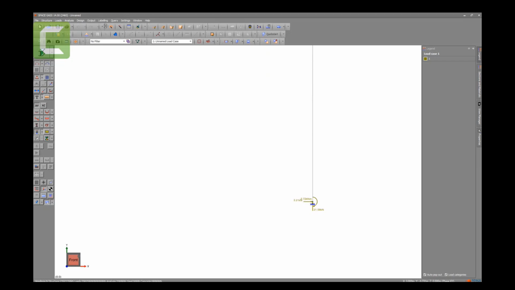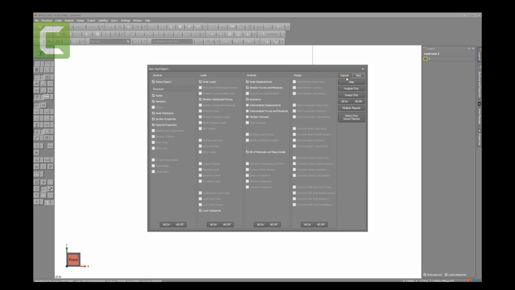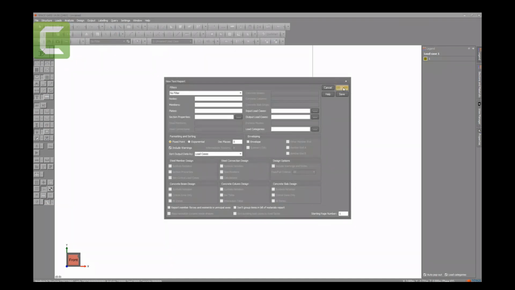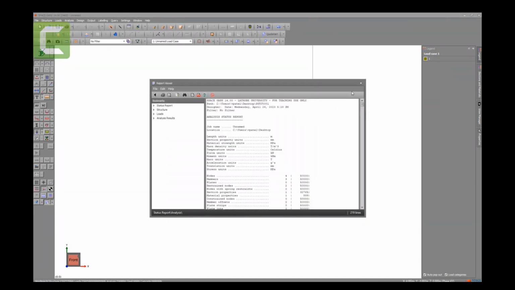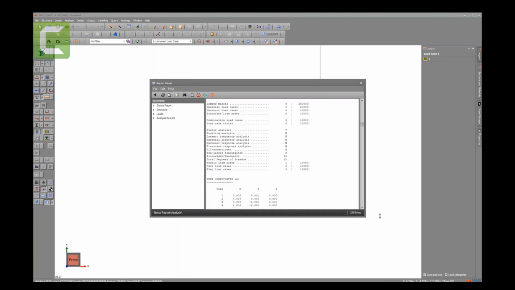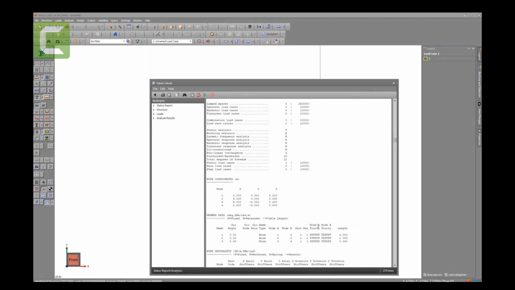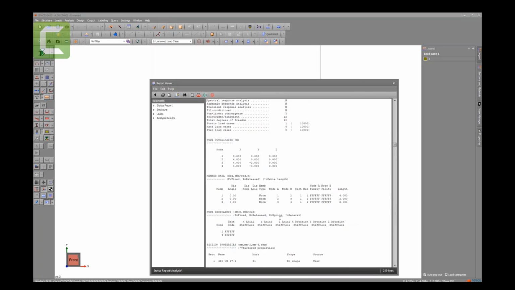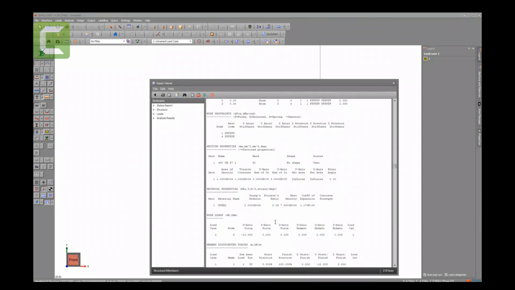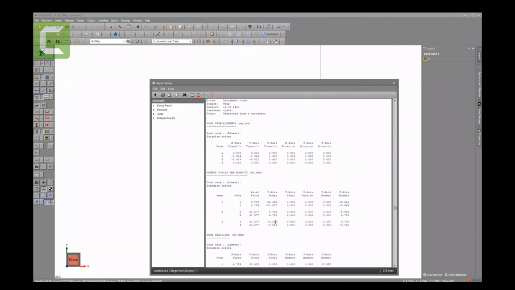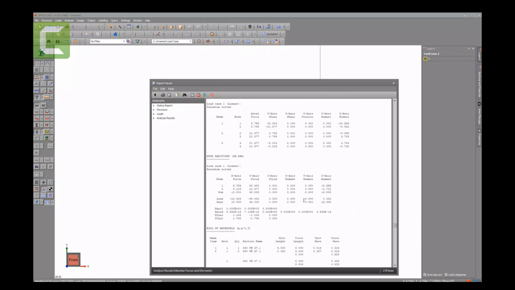We need to get from the report. If you can't read it here, you can get the text report and hit next and OK. I think it will generate the text report, and from this report, node restraint and node displacement and reaction. So yeah, that's node number 4 has minus 2.72, right?